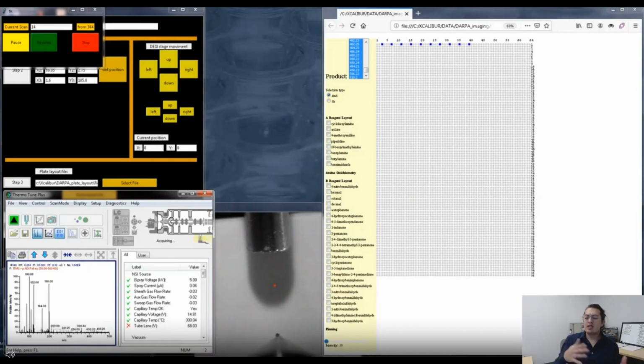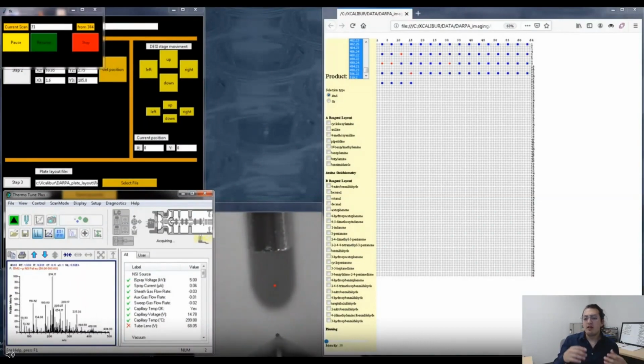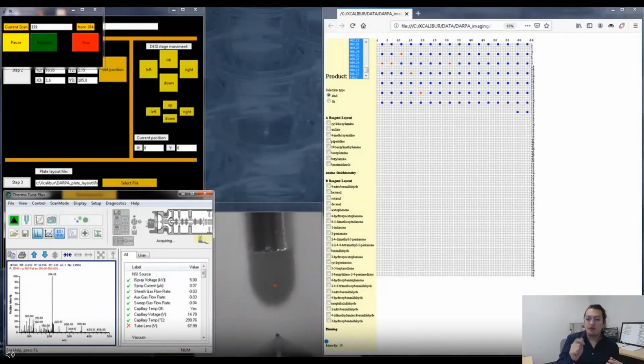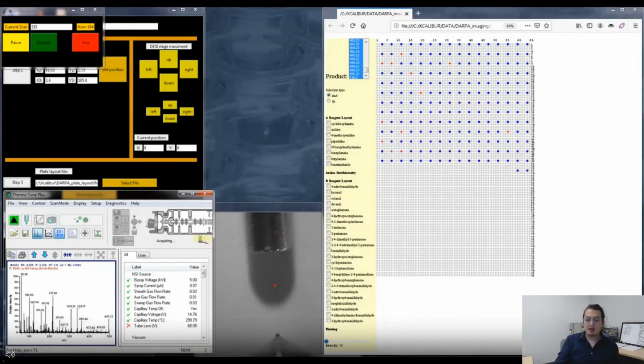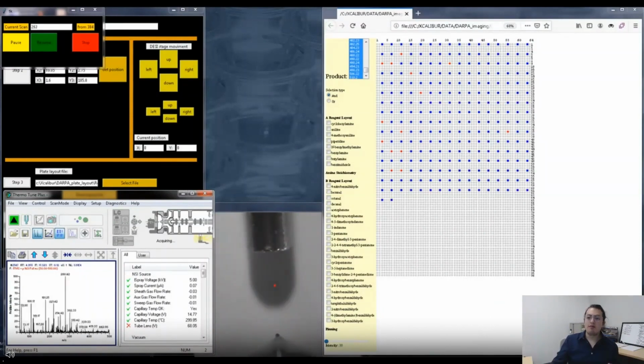We're spending more or less half of a second in each spot before jumping to the next one, so the overall throughput is better than 1 sample per second. And of course, it's dependent on the density of the spots you have. The more spots you have, the less distance you have to jump, so you can go a little faster overall. But we're spending about half a second in each spot, requiring 3-4 mass spectral scans.